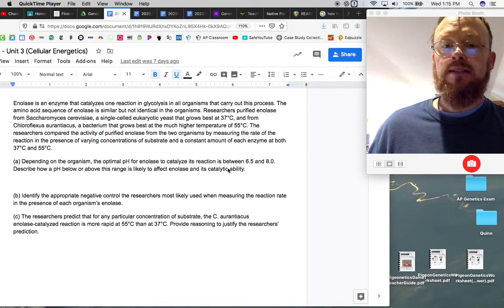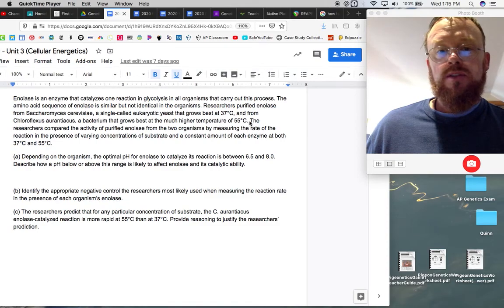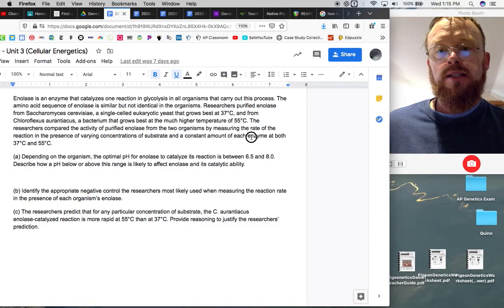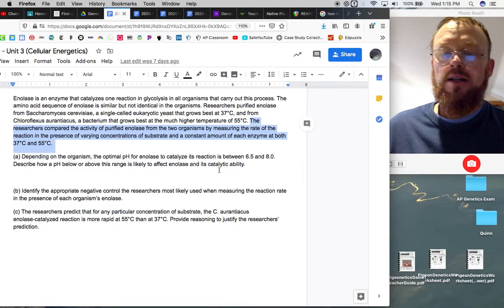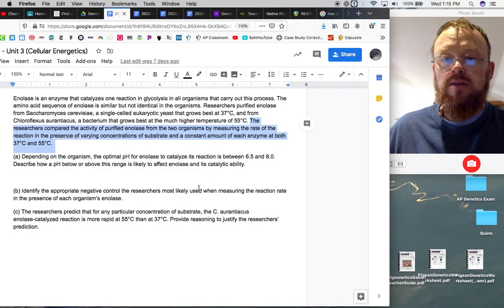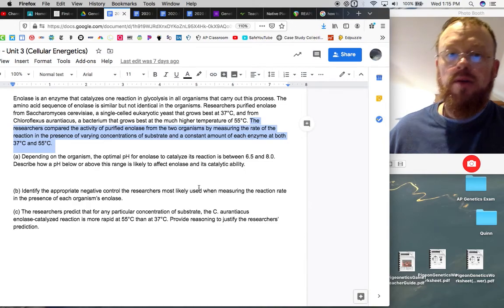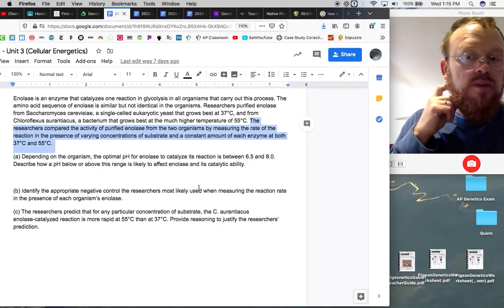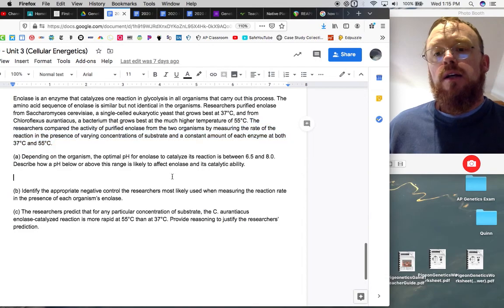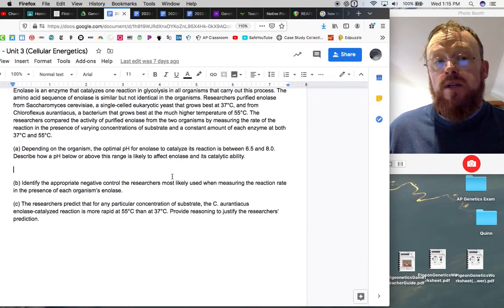degrees Celsius. And it says the researchers compared the activity of purified enolase from 2 organisms by measuring the rate of the reaction in the presence of varying concentrations of substrate and a constant amount of each enzyme at both 37 and 55 degrees Celsius. Okay, and here are the 3 questions.